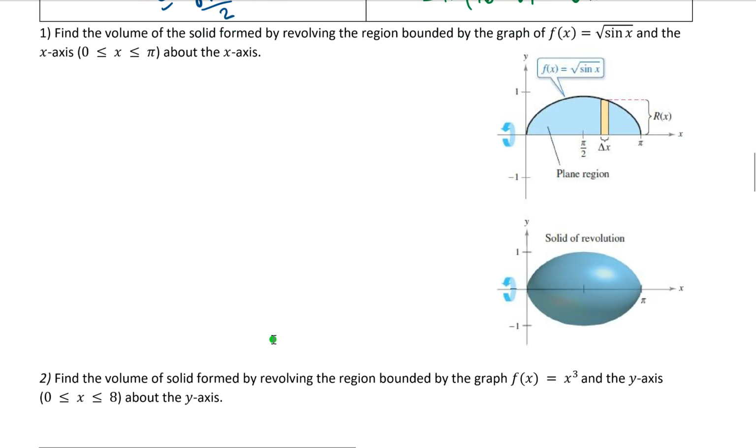So much fun. Okay, now we've got another question right here, and I've got this beautiful drawing of it for you. Find the volume of the solid formed by revolving the region bounded by the graph of the square root of sine of x and the x-axis from 0 to pi about the x-axis. So we're taking it around here, and this is the shape we're going to get. What I'd like you to do is try this entire question, and I'll be right back with my answer.